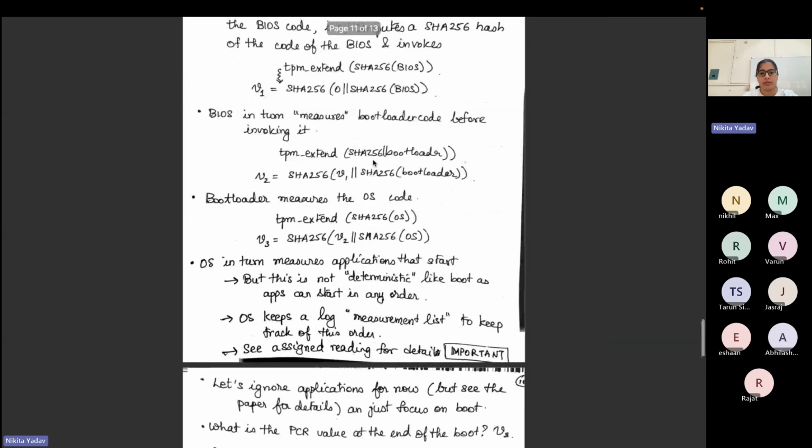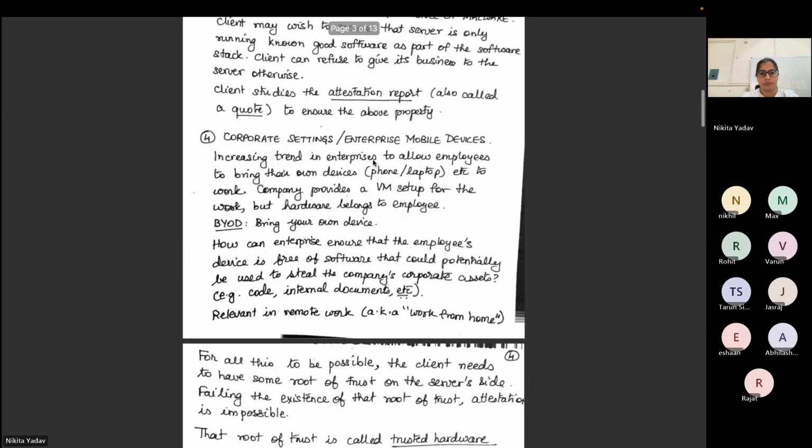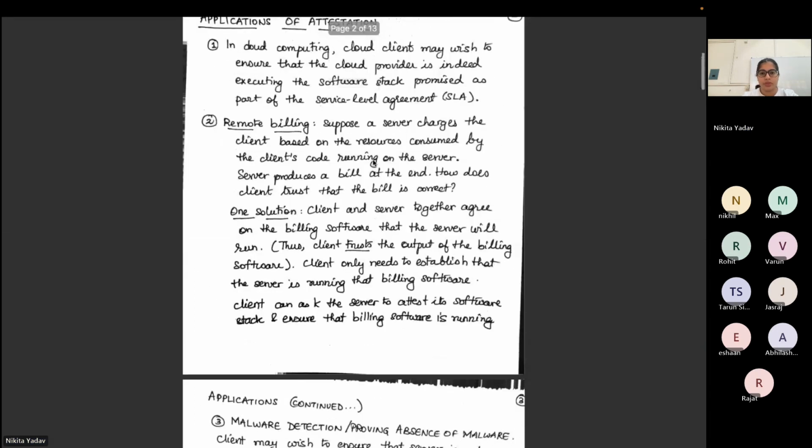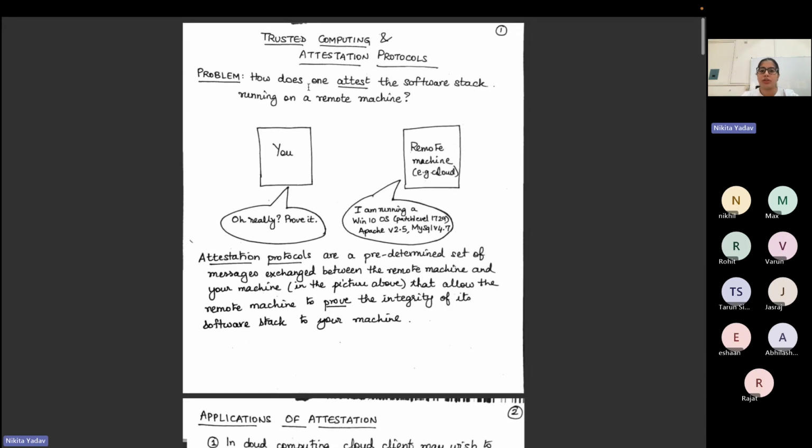So we discussed previously that the problem here is that, let's say you are the client and you do not trust your cloud provider, and you want the cloud provider to provide you an attestation of the software stack which is running on the remote machine. So basically provide a proof of the software stack.